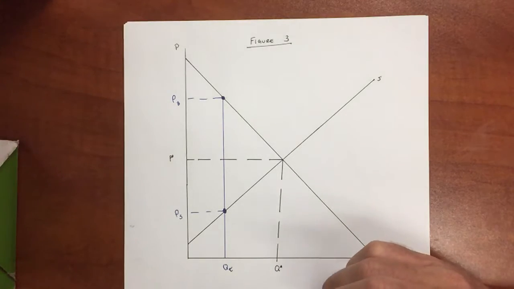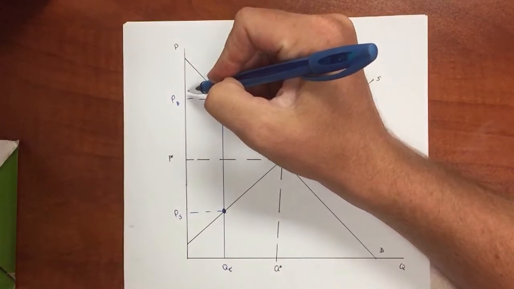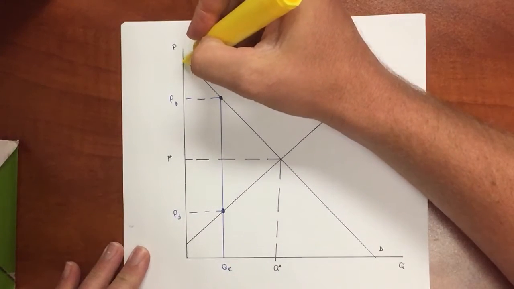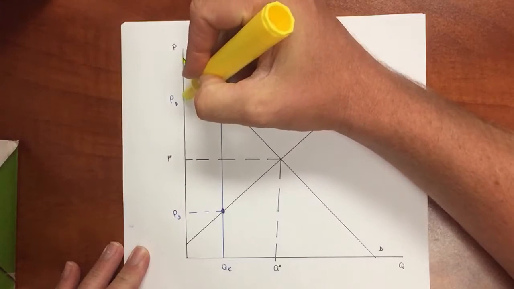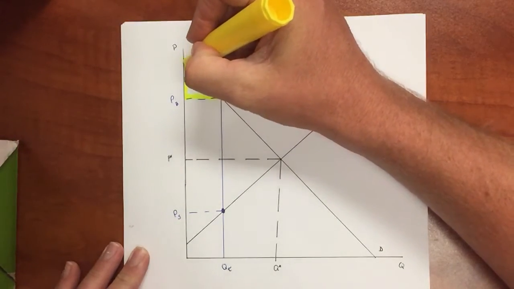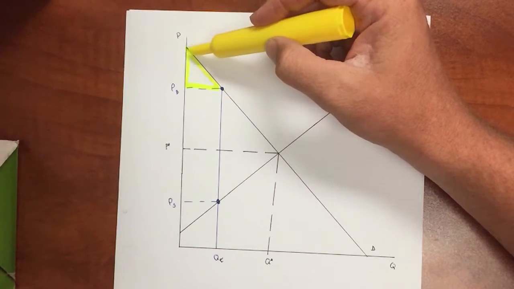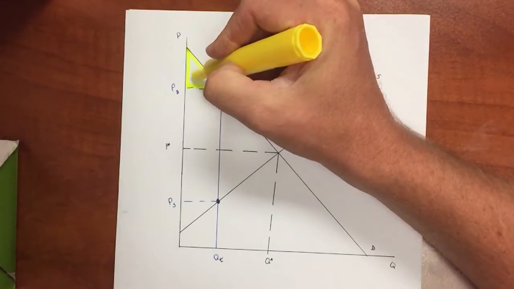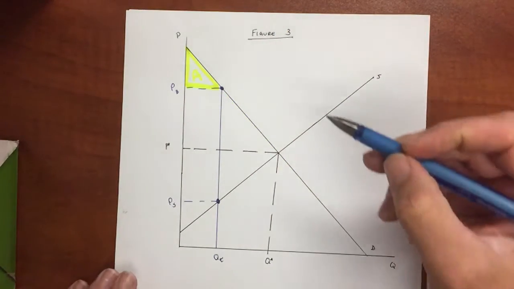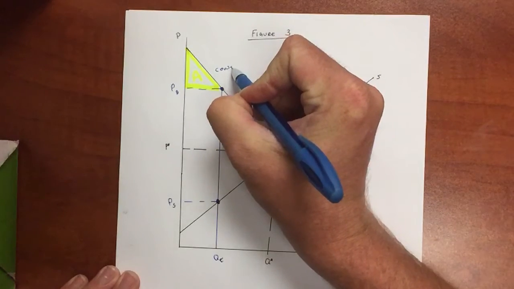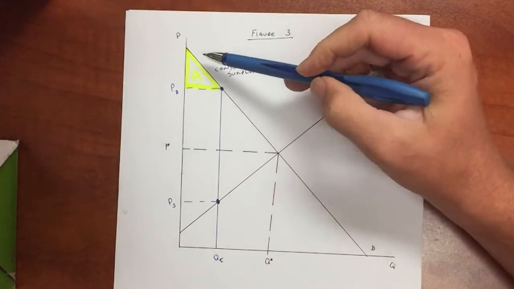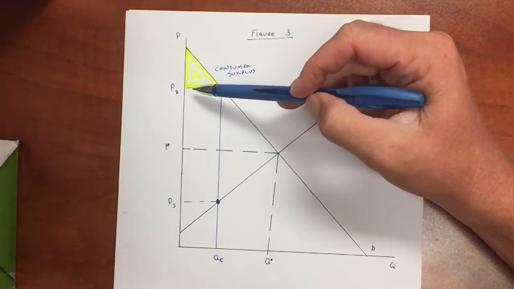So let's go ahead and label these different areas. First we have this upper triangle right here. Let's see if we have some highlighters. We have this triangle right here. This triangle represents the amount the buyers are willing to pay minus the price they actually have to pay. We'll call this triangle A, and triangle A represents consumer surplus. Some consumers would be willing to spend a lot for the good, but they only have to pay a little.